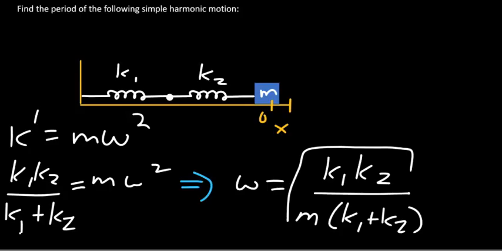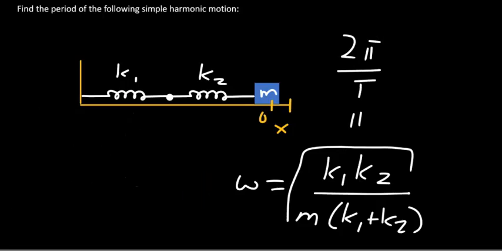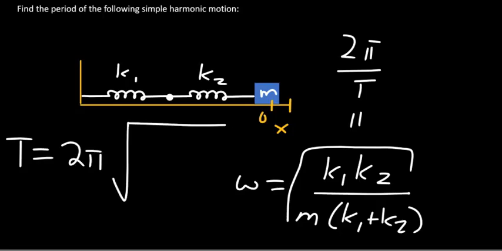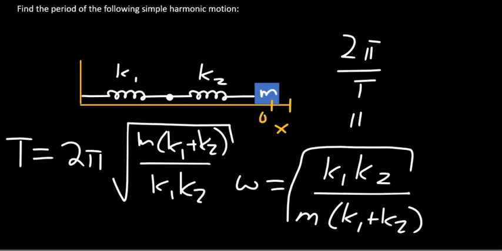But since omega is also given in terms of period as 2 pi over period, we can solve for period as 2 pi times the square root of m times (K1 plus K2) over K1 times K2. And that is the final answer for the period for the oscillation of the system.